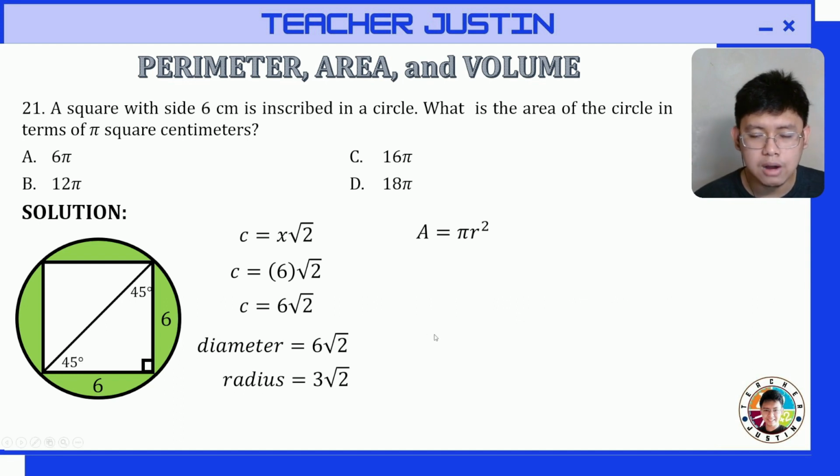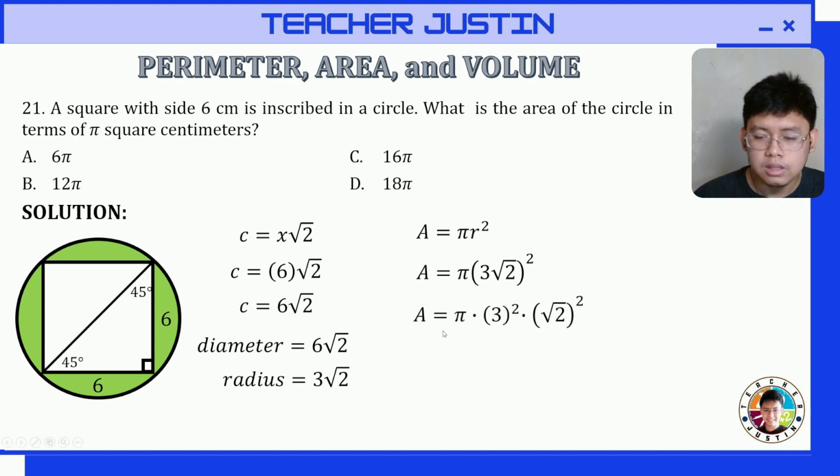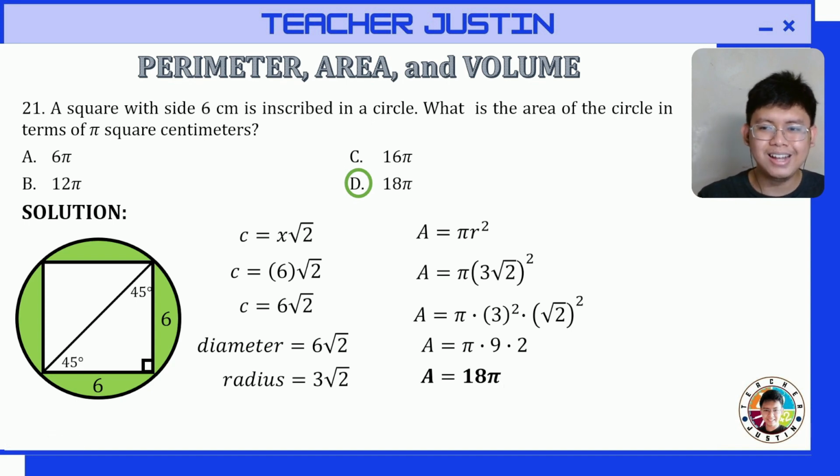Now, let's substitute our radius. So, we will have, okay, pi times 3 square root of 2 squared. So, square natin si 3 square root of 2. That will give us 3 squared times square root of 2 squared. So, let's simplify that. We will have pi times 9 times 2. Let's multiply pi times 9 times 2. That will give us the area of the circle, which is 18 pi. 18 pi squared centimeters. So, to answer our item, it will be letter D, 18 pi squared centimeters. And that's it. Tada! Alright.